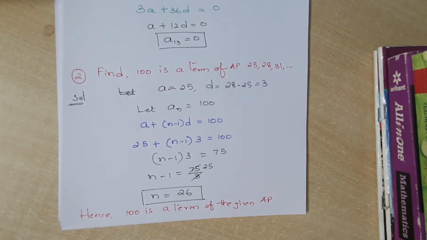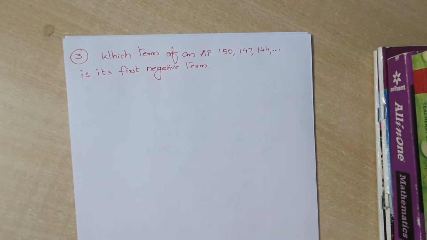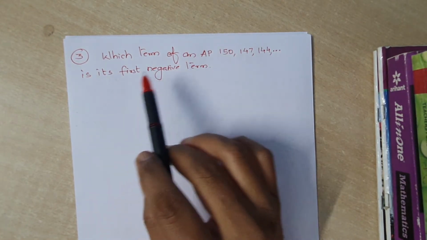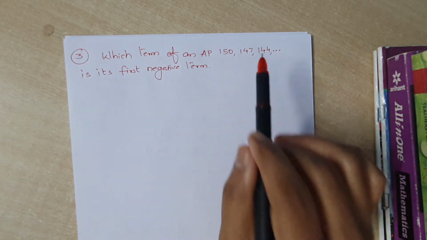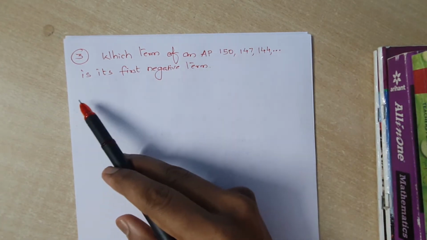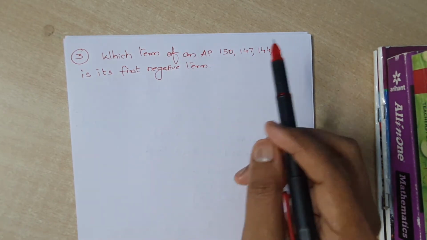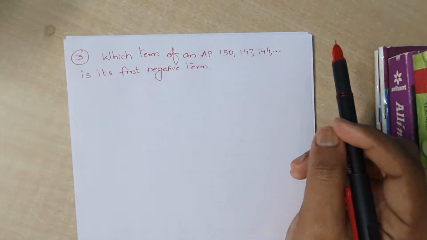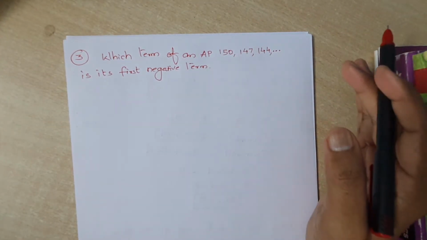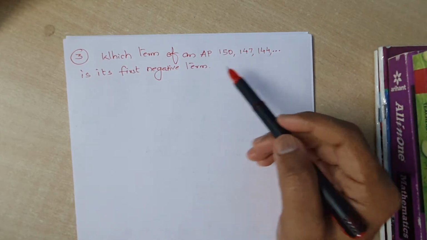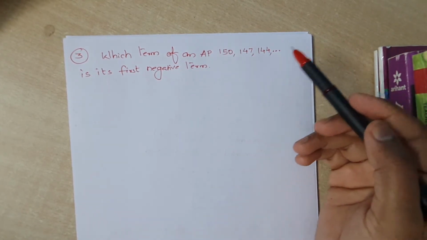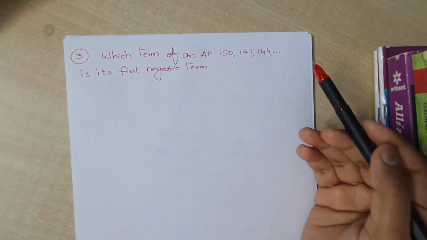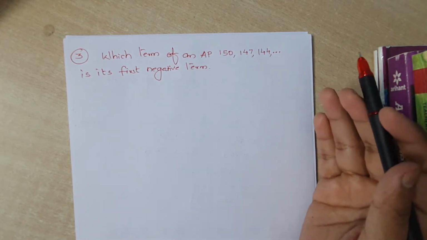Okay, let us go to the next question. Which term is the first negative term of the AP 150, 147, 144, and so on? This type of question is often asked, so we have to be very thorough with this. It will always be a decreasing AP, so for a negative number to appear it should be a decreasing AP. Anyway, we don't have to bother about that.